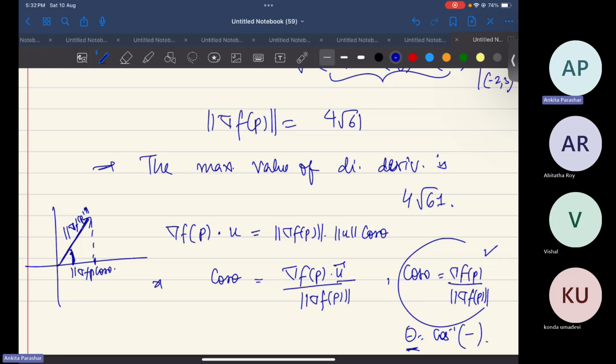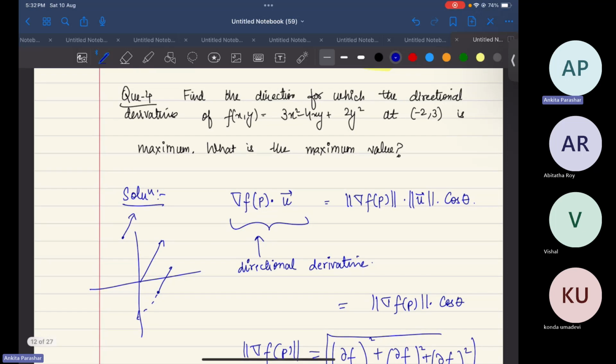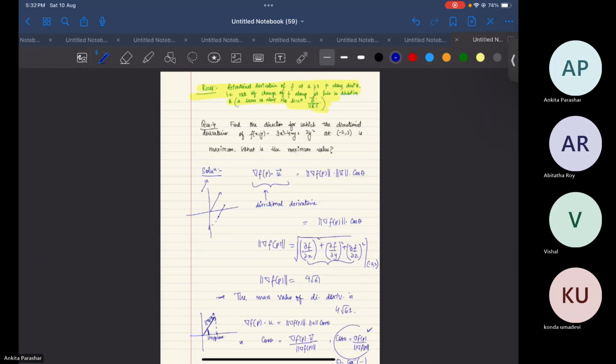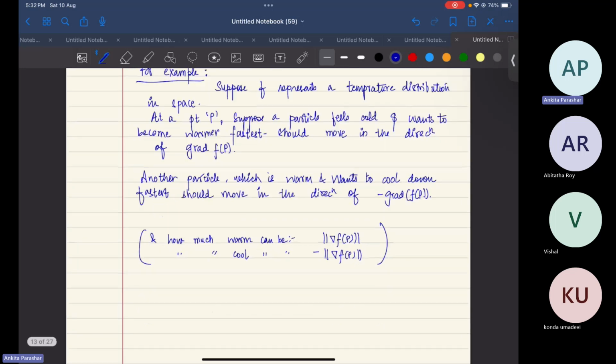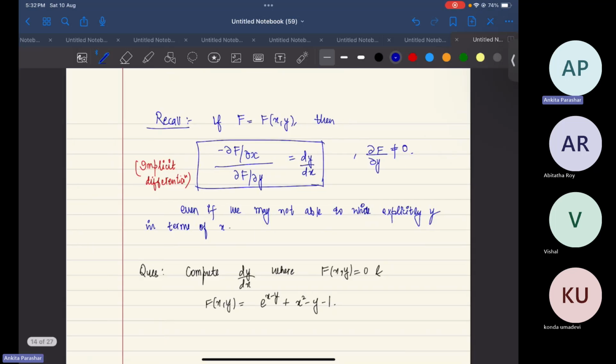So this is how your angle can be computed. I am just leaving this part, but the whole point is that if you want to know the direction of the maximum directional derivative, then it has to move in the direction of ∇f(p), and its maximum value is nothing but the norm of ∇f(p). That one can say. So this is a certain conclusion. I'm writing the same thing. So let's leave this part.